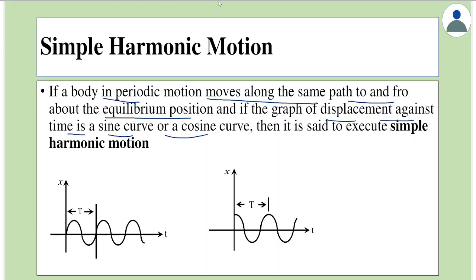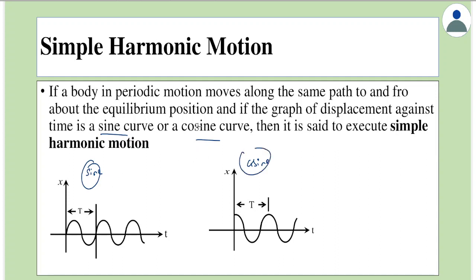That is, if you plot a graph of displacement versus time, and that graph is either a sine curve or a cosine curve as given here. In this case, if a graph of x versus t is plotted, it is a sine curve. In this case, we're plotting a graph of x versus t and it's a cosine curve. So for any oscillatory motion, if the graph of displacement versus time is a sine curve or cosine curve, then such a motion is called simple harmonic motion.